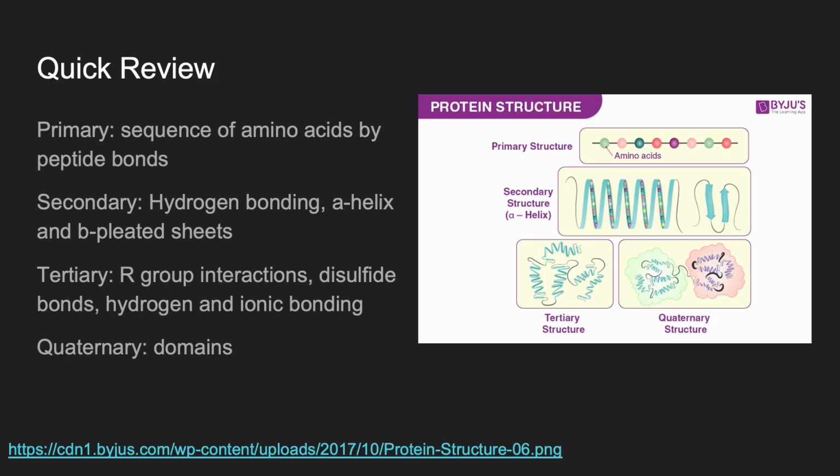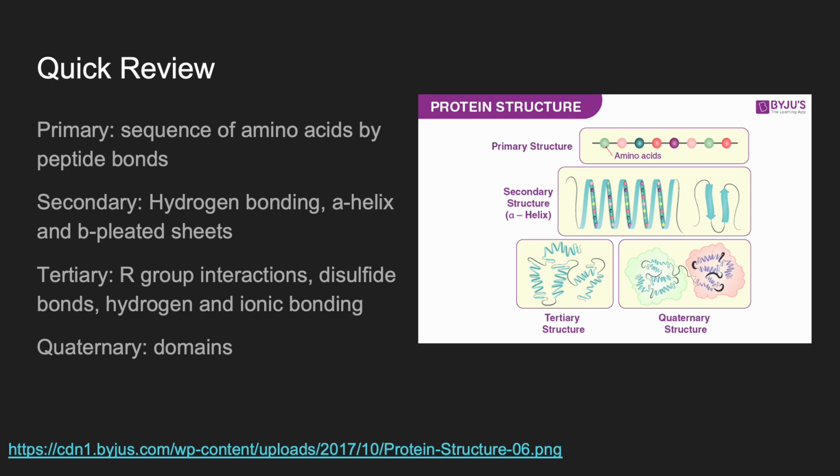To do a recap of this lecture, we will do a quick review. Primary structure is a sequence of amino acids by peptide bonds. Here you are able to identify the N and C terminus. Remember, you always read N to C. For secondary structure, this deals with hydrogen bonding, alpha helix, and beta pleated sheets. For an example, keratin is composed of a lot of alpha helixes.